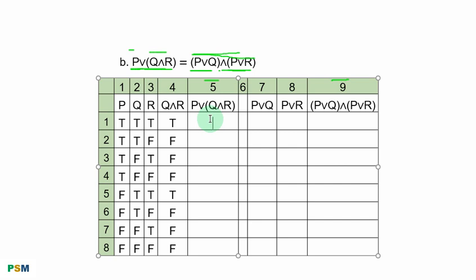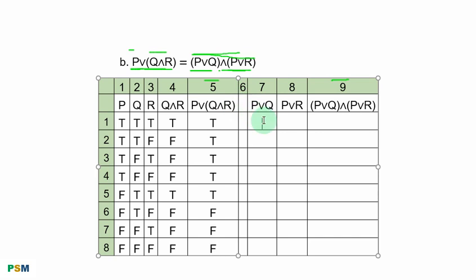We move to column head 5. That is column head 1 with column head 4 using the connective OR. In that connective, the outcome is false when both are false. Otherwise, it is true at every other point. So for number 1, you have TT. For column head 1 and 4, the outcome is T. That is true. Number 2, TF. You have T. Number 3, TF is T. Number 4, TF is T. Number 5, FT is T. Number 6, FF is F. Number 7, FF is F. Number 8, FF is F.